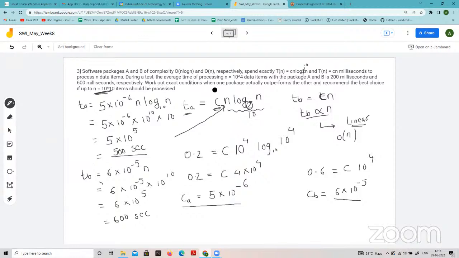Okay, what you're saying is work out the exact condition when one package actually outperforms the other and recommend the best. Yeah, so this is one step ahead, right? What is the step? The one that we have done in the previous question. We have found out that for 10 to the power 10, which one performs better. Now we will give the exact condition where one outperforms the other. I mean, what exactly is the point where you will see that there is a fluctuation or the values are changing, right? So what is the way of doing that?